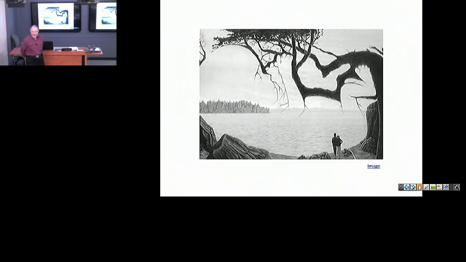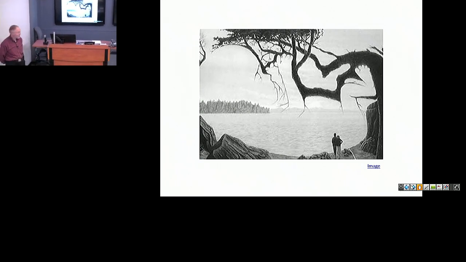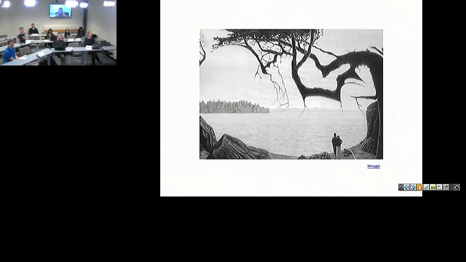So what do we see here? Emily, we'll make it easy for you. What do you see? It's one of those trick pictures or something. You don't see anything? No, I mean, it looks like a lake with a really weird tree and people looking at the lake. I think it's a couple, like a man and a woman looking at their future. Oh, the people there? Yeah, a couple, I see that.